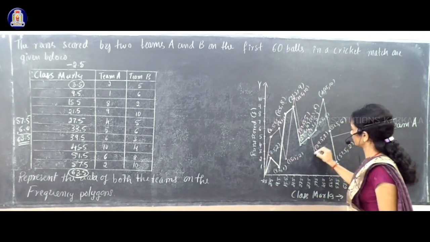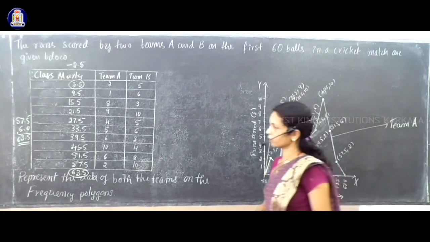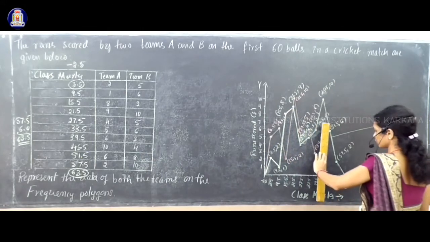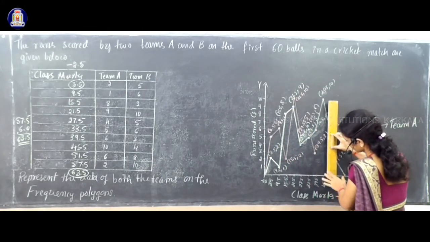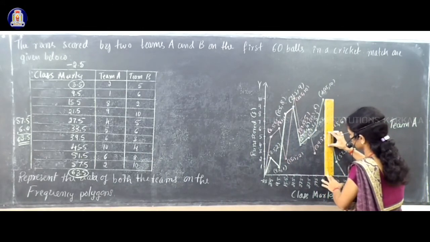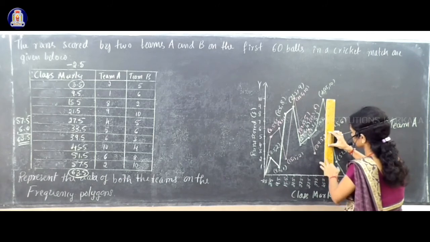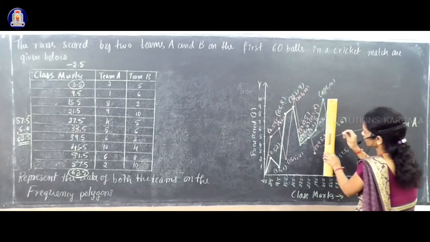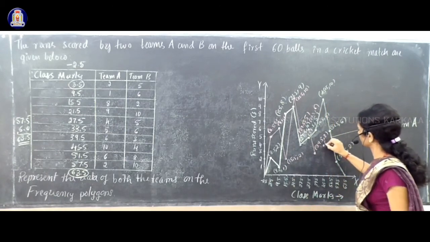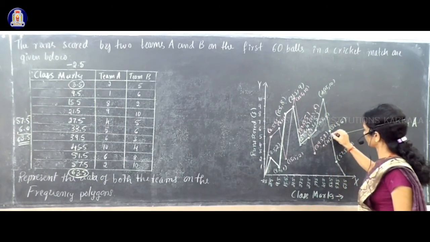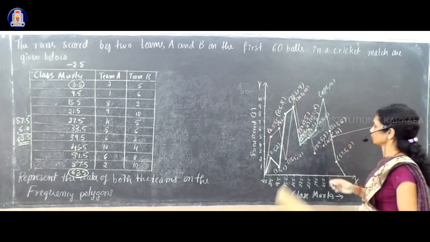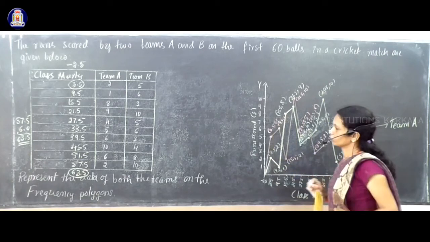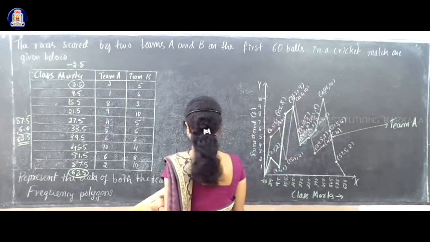The next point is 45.5. In that you have to move up to 4. 45.5, that is here. In that move up to 4, 1, 2, 3, 4. Then write the coordinates of that: 45.5, 4. Join with the previous point. Every time, at the same time, you have to mark the point. Next you have to join with the previous point.